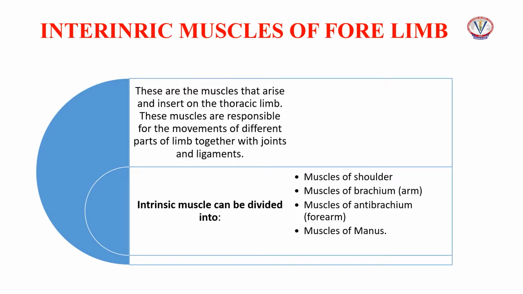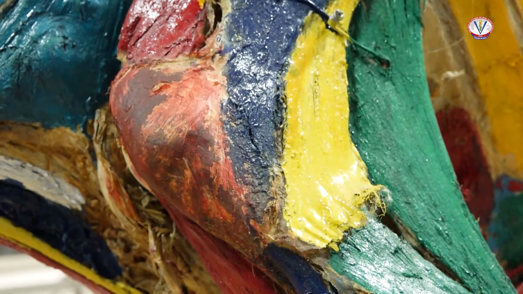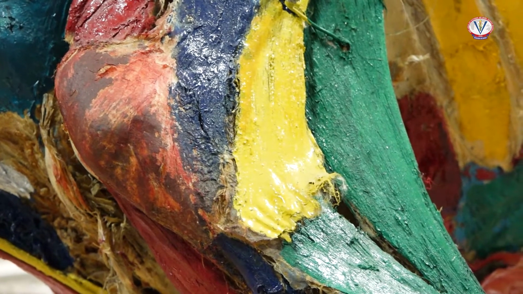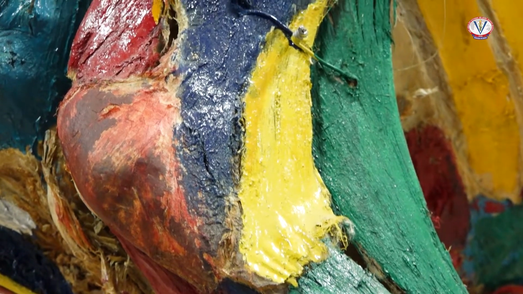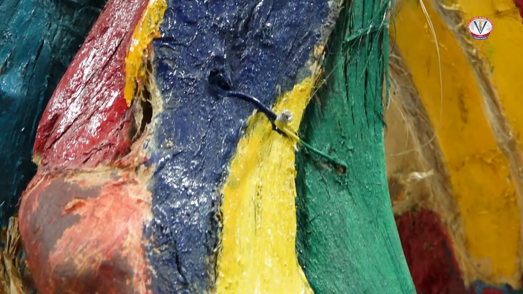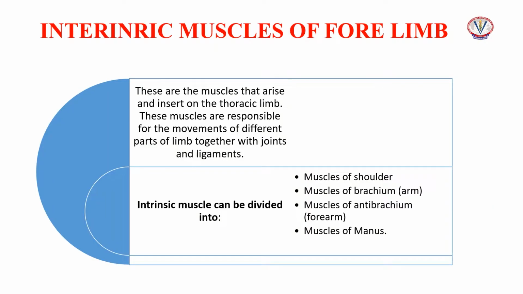Now we will discuss the intrinsic muscles of the thoracic limb. These are the muscles that arise and insert on the thoracic limb. These muscles are responsible for the movement of different parts of the limb together with the joints and ligaments. The intrinsic muscles can be grouped into muscles of the shoulder, muscles of the arm or brachium, muscles of the forearm or antebrachium, and the muscles of the manus.